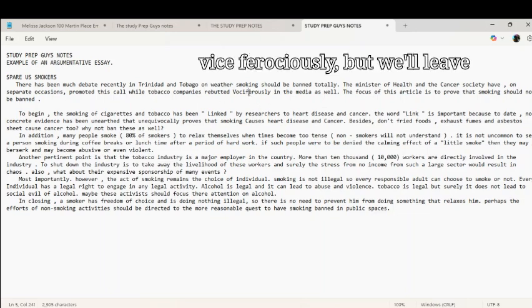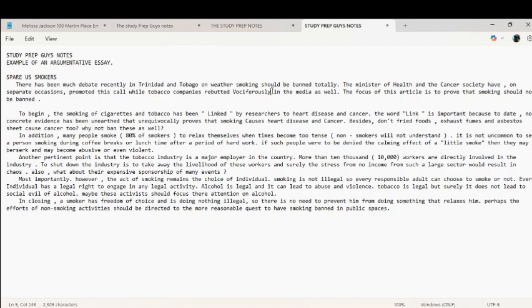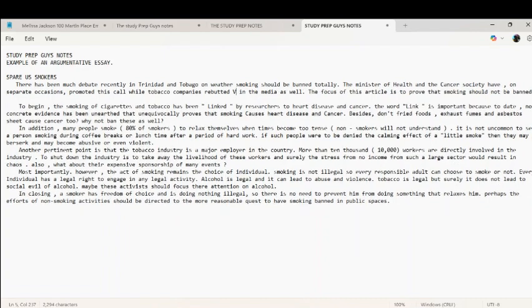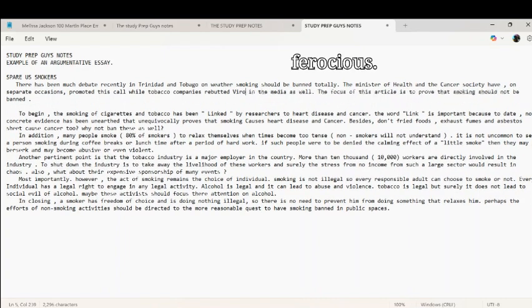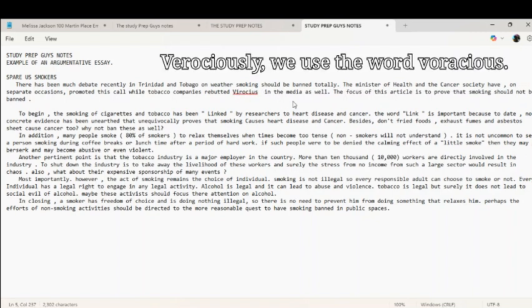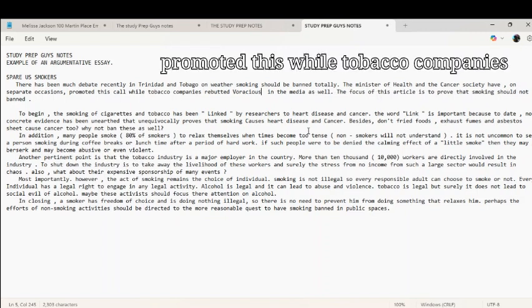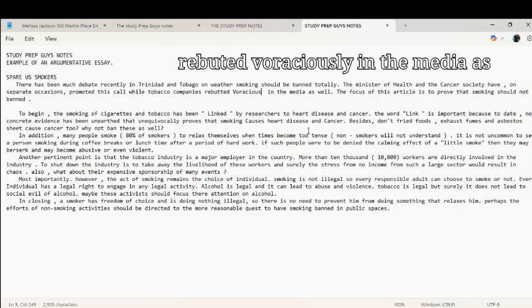This is supposed to be "ferociously," but we'll leave it as that for now. Let us use the word ferocious. Ferociously. We use the word ferocious. All right. So, promoted this call, while tobacco companies rebutted ferociously in the media as well.